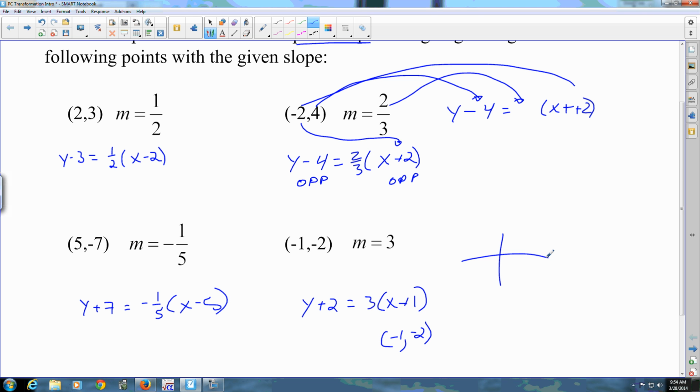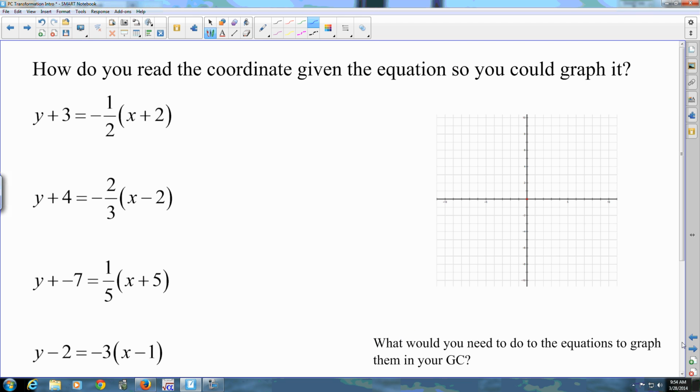If you were to go and graph it, we'll talk about that on, I believe, this page right here. How do you read out the coordinate in this given equation so you can graph it? Just like what I've been stressing on the previous page, you're going to read both of these opposite. So if I asked you to graph this, you'd have the coordinate -2, -3. And from that point, you can do a slope of -1/2. Down 1/2. Down 1/2. And so this would be that line.